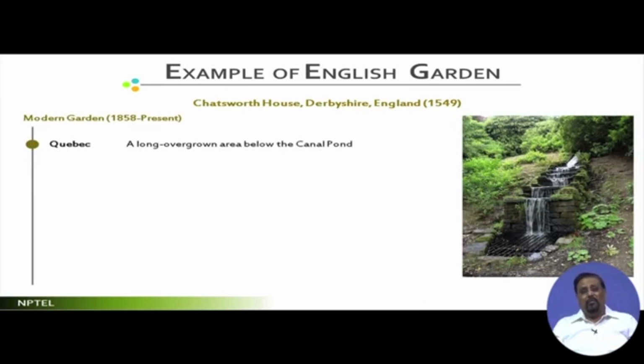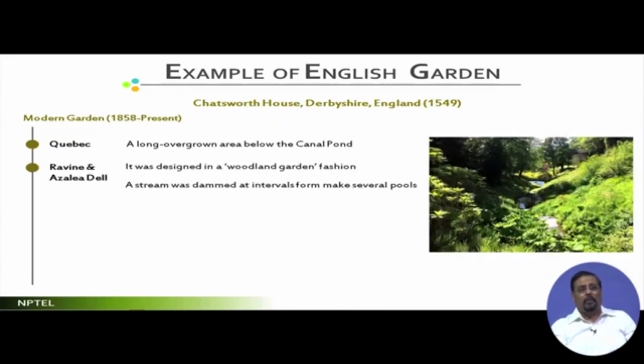Cubic, which is a long overgrown area below the canal pond. Basically, they have allowed vegetation to grow along these water bodies and such areas. So if there is a canal which is natural, they have regulated the water and allowed the vegetation to grow over these particular areas.